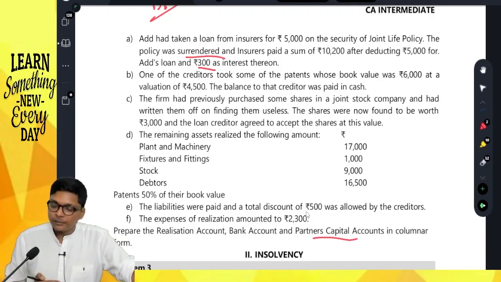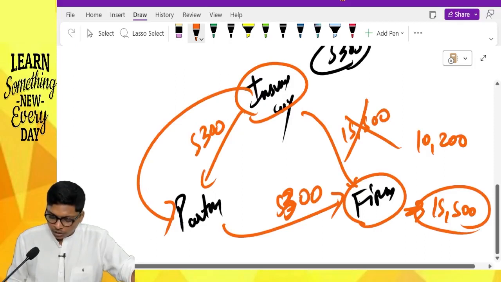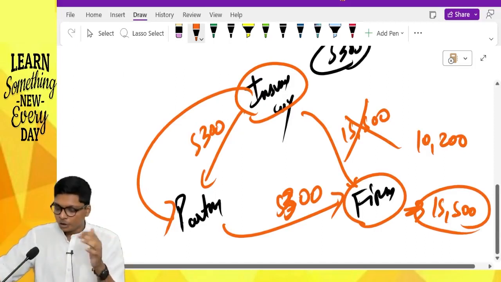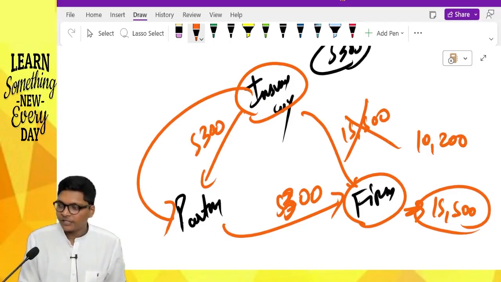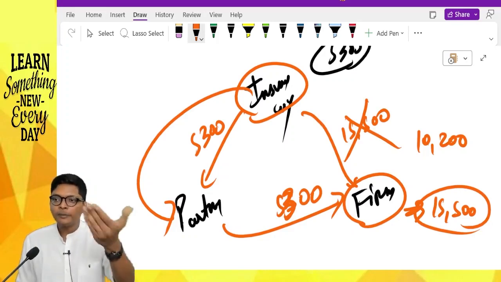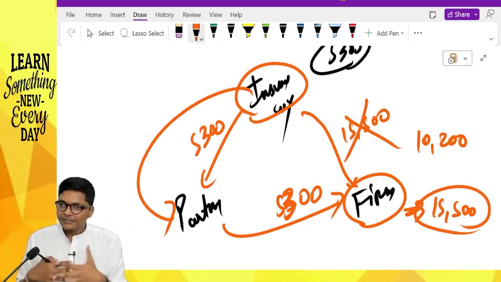Yes, it's the insurance settlement amount. 15,500 is what? You are surrendering the policy. Why am I surrendering? Because I am not continuing the firm. So when I am surrendering today, I am supposed to get 15,500. They are saying that, see, one of your partners should pay me 5,000. I'll set off and pay the balance.